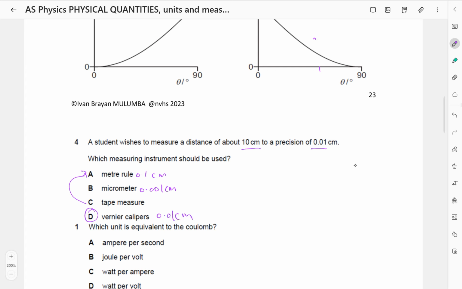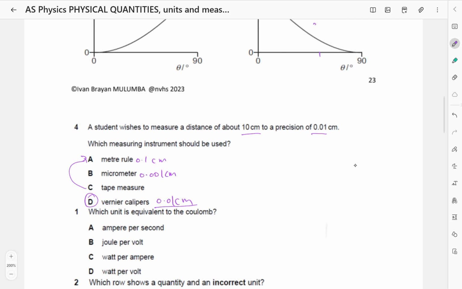That is the instrument which gives us that precision, because the least count or the smallest value on a micrometer screw gauge is 0.01 centimeters.